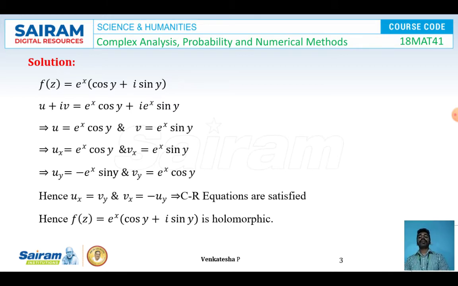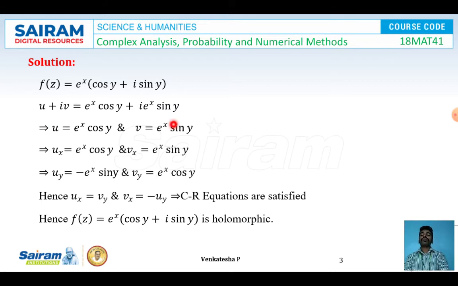The first thing is I'm taking e power x inside the bracket and I'm replacing the function f of z as a complex variable, that is u plus iv. So I got u plus iv is equal to e power x cos y plus i into e power x sin y. So now I'm separating the u and v. So I got u is equal to e power x cos y and v is equal to e power x sin y.